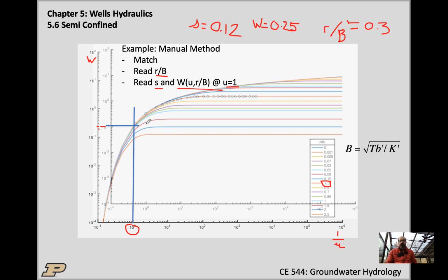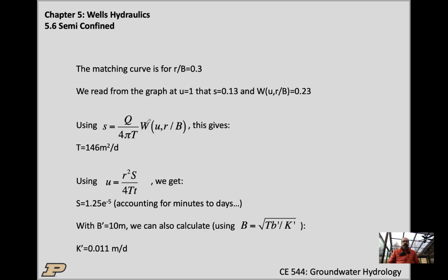We can actually plug into the equations and solve for everything. Again, the matching curve is for B, R over B is 0.3. We've seen that. We read from the graph that S is, well, I picked slightly different numbers, and you'll see in a minute why. So S is 0.13, W is 0.23.